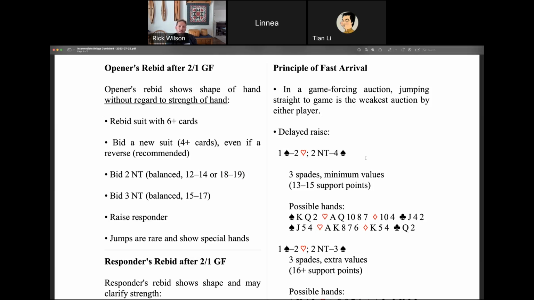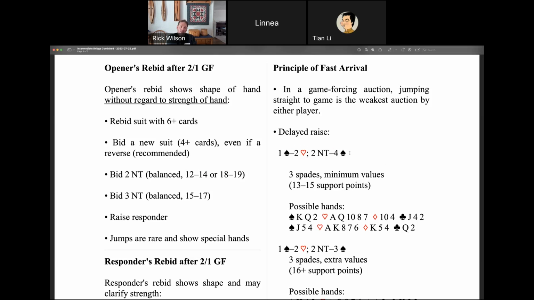Got it. Okay, and then we have fast arrival here. 1 spade, 2 hearts, 2 no trump, 4 spades by responder. That shows I've got 3 spades and a minimum game forcing hand. So that's our fast arrival, that we made a game forcing bid, and then we jumped to game.